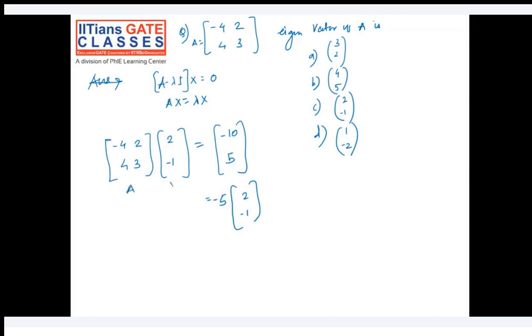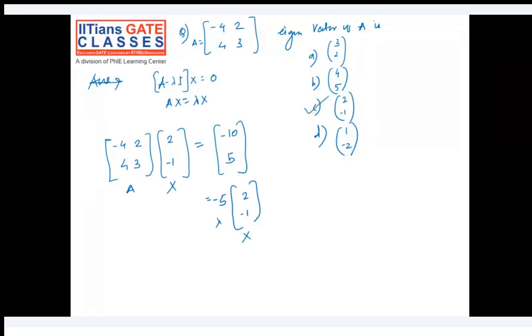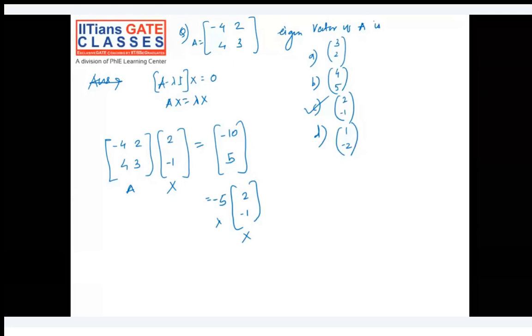So this is satisfying the criteria, and we can say that option C is correct. If you take any other option, A, B, D, it will not satisfy this relationship, that is Ax equal to lambda x. So this is one way of solving the problem, the trial and error method. Try with options A, B, C. I have directly taken option C.